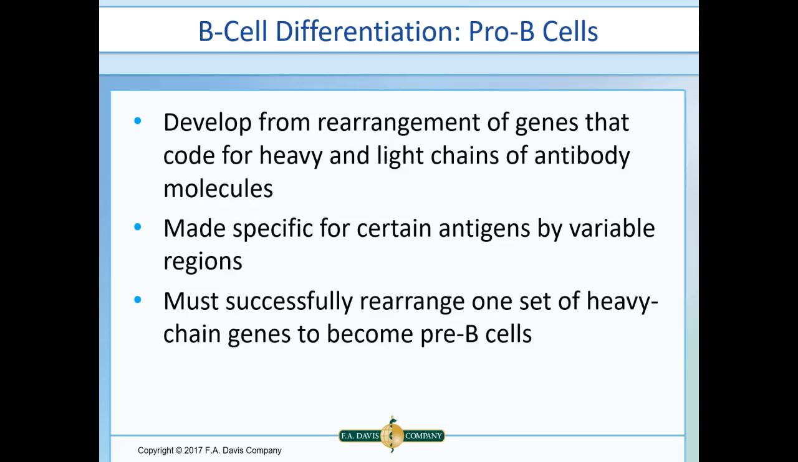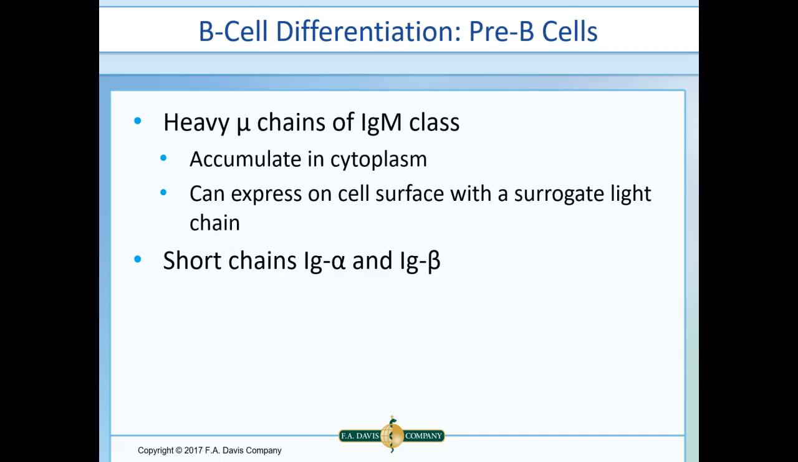So the pro-B cells were the first ones. These developed from a rearrangement of genes that code for heavy and light chains of antibody molecules. Now you're going to yourself, what the heck does she mean, heavy and light chains of antibody molecules? Well, next week we're going to spend a lot more time looking at each of the parts and pieces of the antibodies, along with the chains that are put together to create them. So don't worry about that right now. We are going to get there. They must successfully rearrange one set of heavy chain genes to become a pre-B cell. So essentially this is just a stage to get us to the next one.